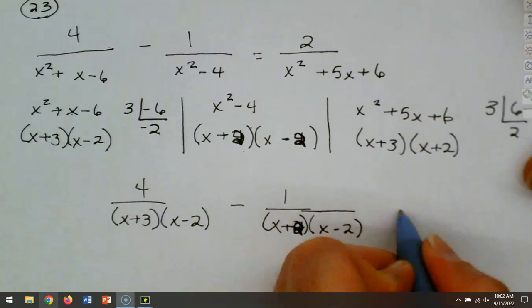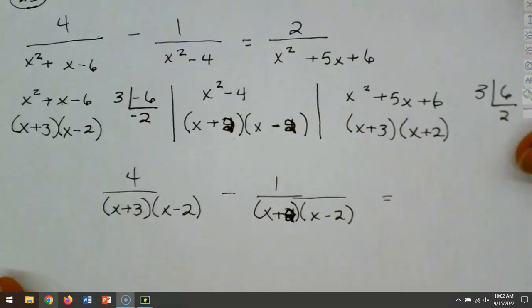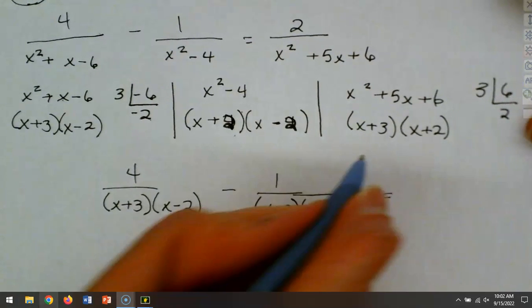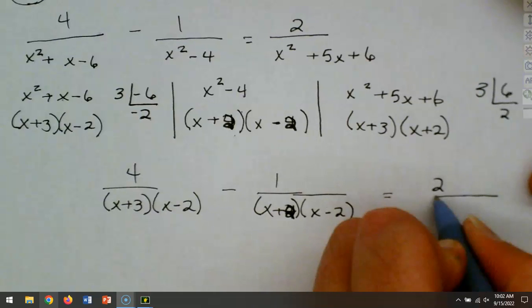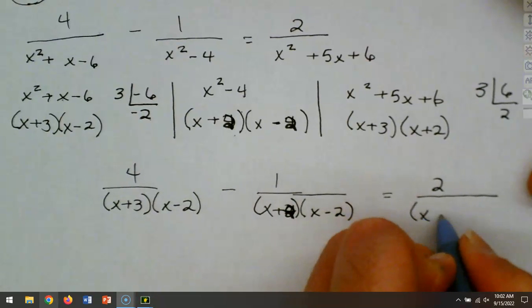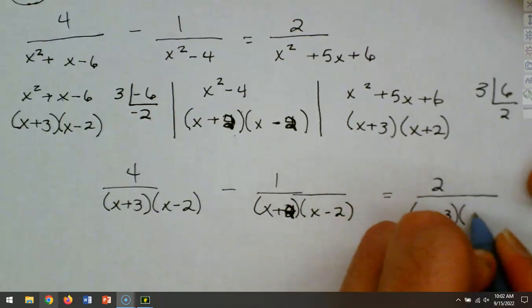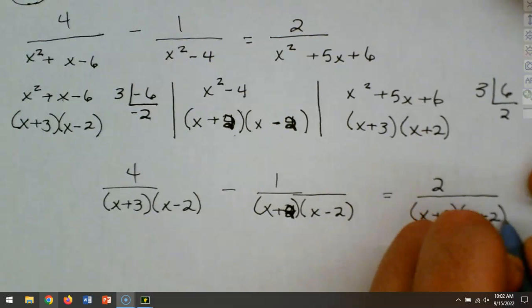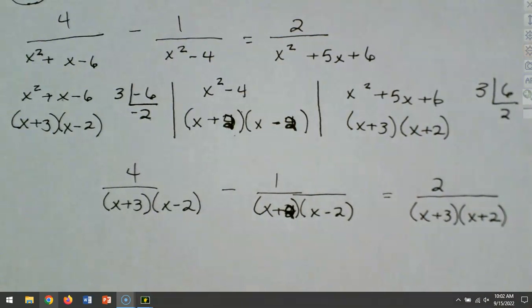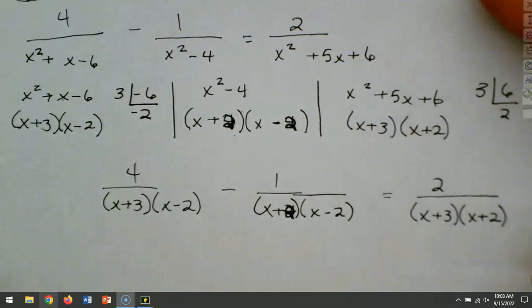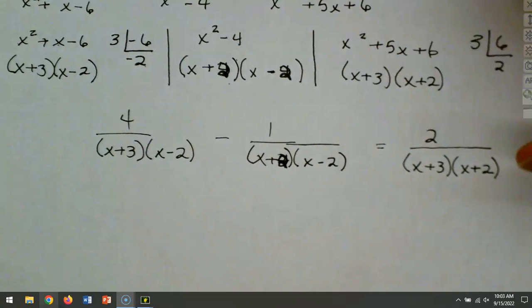And then what is that going to equal? That's going to equal 2 over x plus 3, x plus 2. So what we did was we took all those trinomials and that binomial and factored everything. Now, what numbers are not in the domain? Let's go ahead and get that.